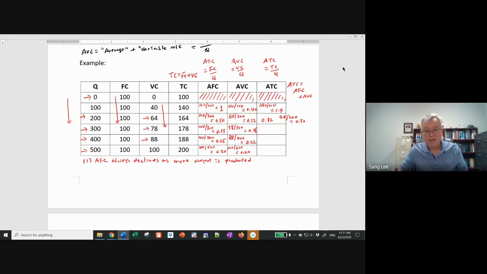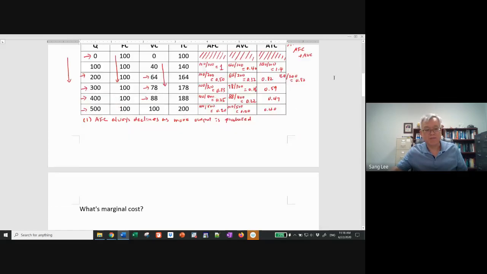And then now, when you produce 300 units, average total cost is what? Well, let's add this up. Then it's going to be 0.59, 59 cents. Now, if you produce 400 units, then average total cost is what? About 47 cents. And finally, if you produce 500 units, then average total cost is what? 40 cents. All right. So that's the average cost.